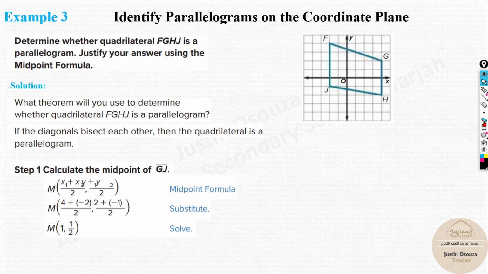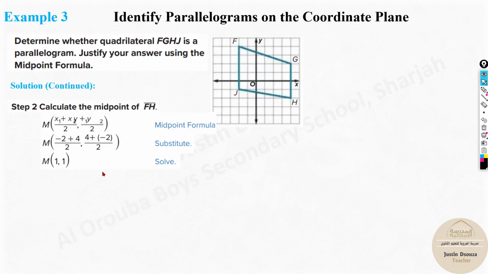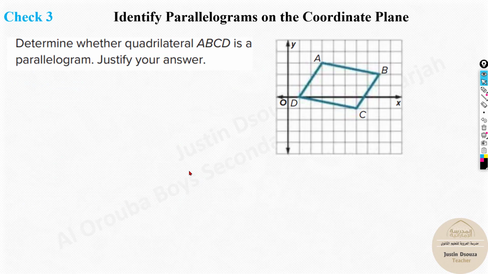It's 1 comma half, that is 0.5, and now next one is 1 comma 1. Here FGHJ is not a parallelogram. Why? Because they are not bisecting each other. So this is it. Now here is another problem.